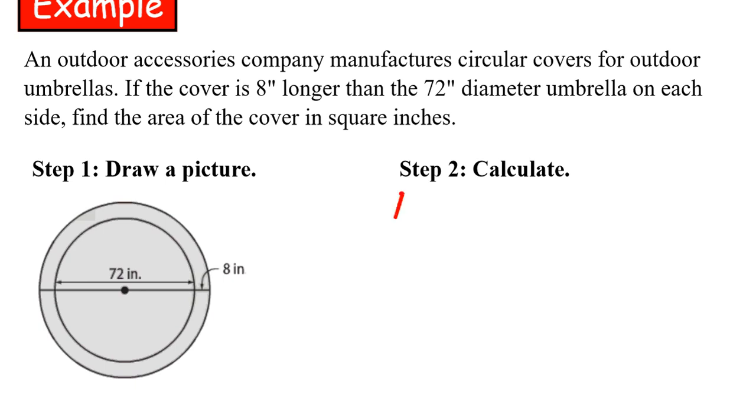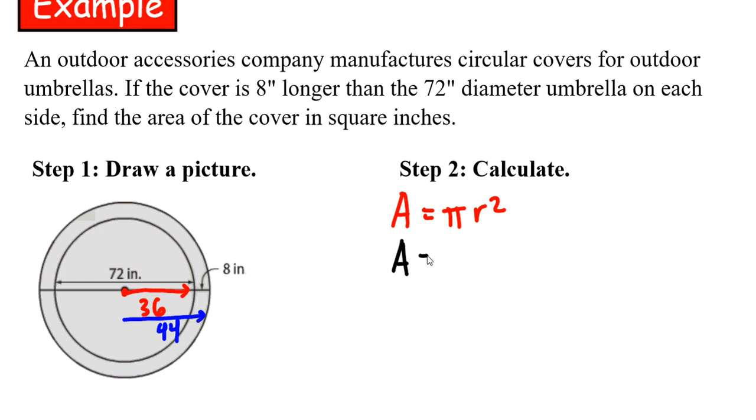So let's look. The area of a circle, because it's a circle, is pi times the radius squared. What is the radius, though? Well, it's 72 inches from here all the way across. So from here to here would be 36 inches. If this is 36 inches, then it's 36 plus 8, or 44 inches for the radius of the big circle. So my radius is going to be 44.